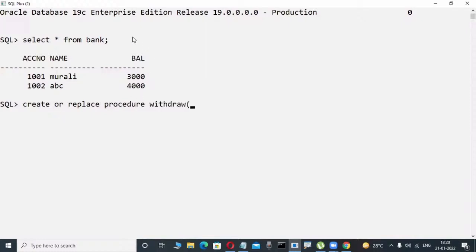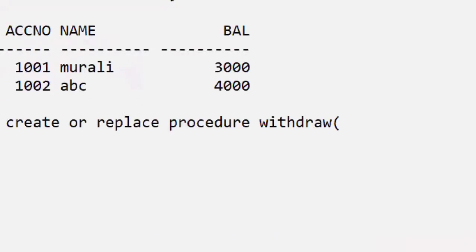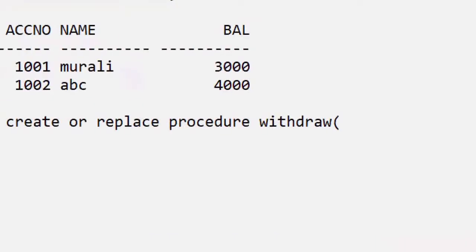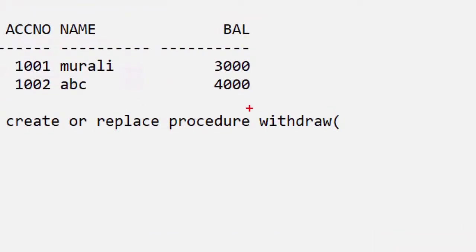Slowly observe here, this is a table. In my project, I try to implement one small scenario only: withdraw. Actually, in the big package, withdraw, deposit and all these things are written in real time. But unfortunately, I'm giving only a small task in a procedure.